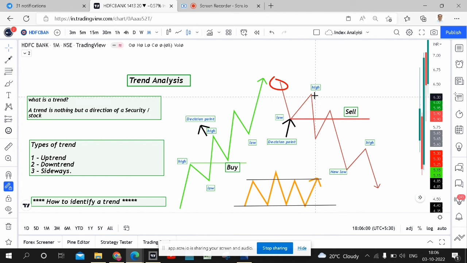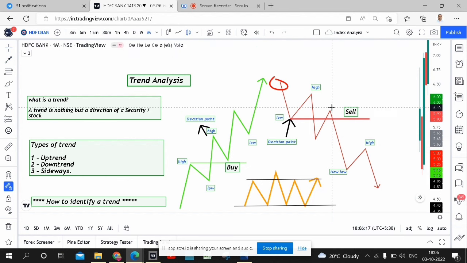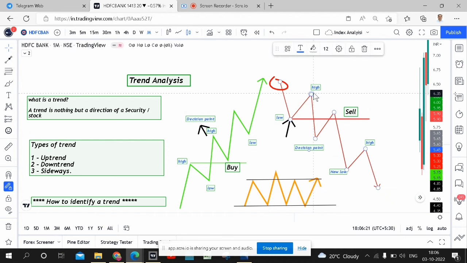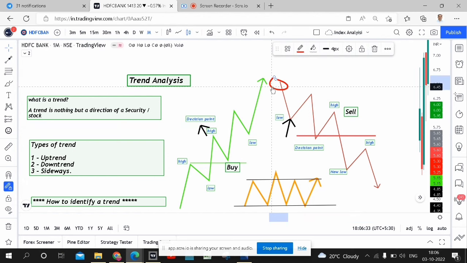If you plot a fib from here to here, that is high point to low point, wait for the market to retrace to the 0.5 to 0.618 levels and initiate a trade. In such a case, your stop loss is only a few points compared to from here to here. So it changes like that. Again, the next decision point will be this one. Whenever you get a close below the decision point, you can initiate a trade here. So this is how you identify a downtrend.